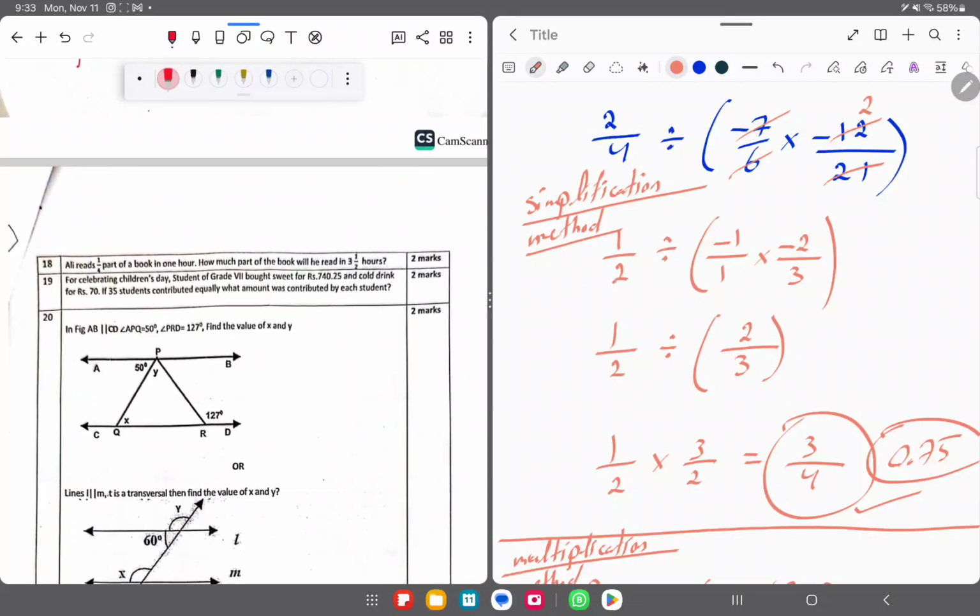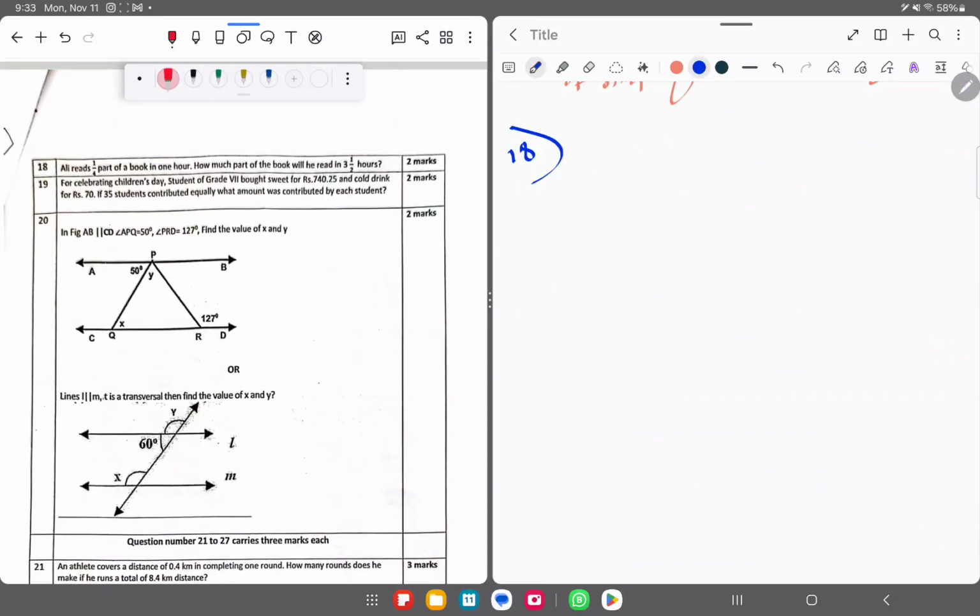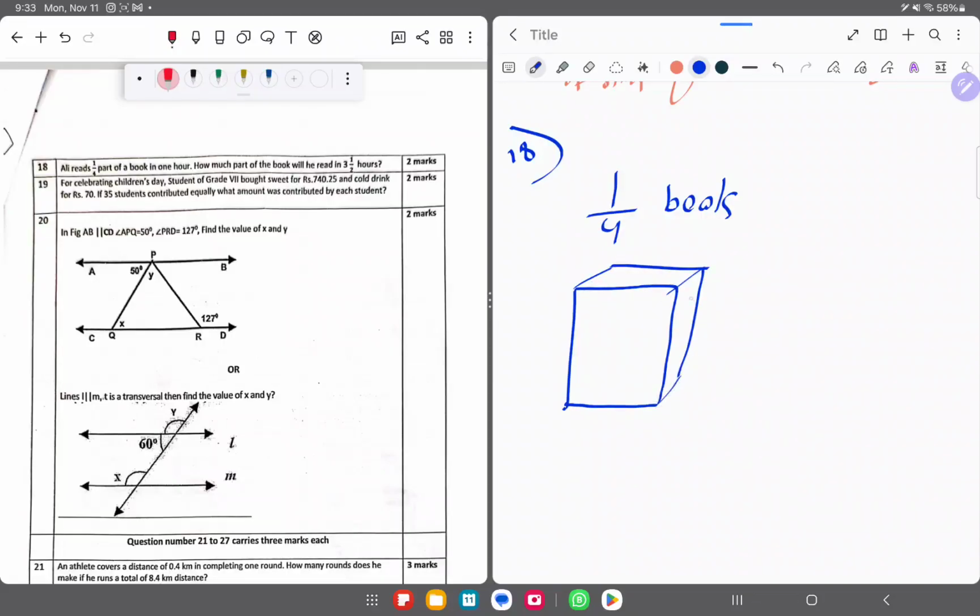Okay, 18. If I want to go to number 18 now. 18. Ali reads 1 over 4 of a book. Please show this is a book. You read the book and open the book. Show me a book that opens and you read 1 over 4 of it, or be creative. Be creative with showing me 1 over 4 of a book.